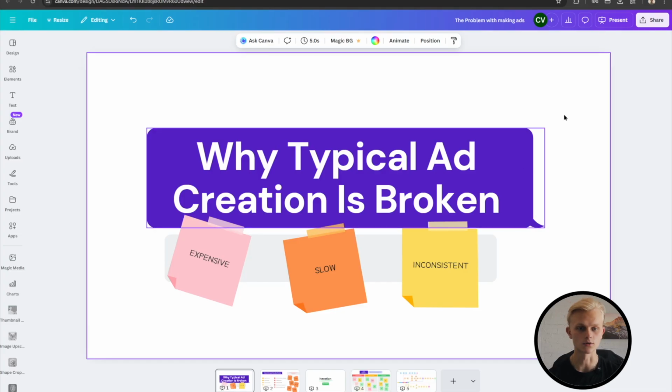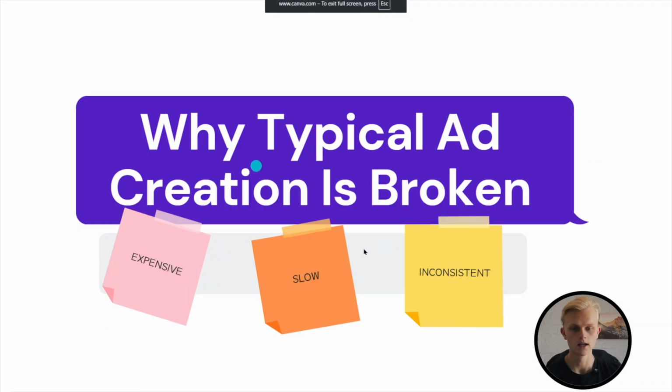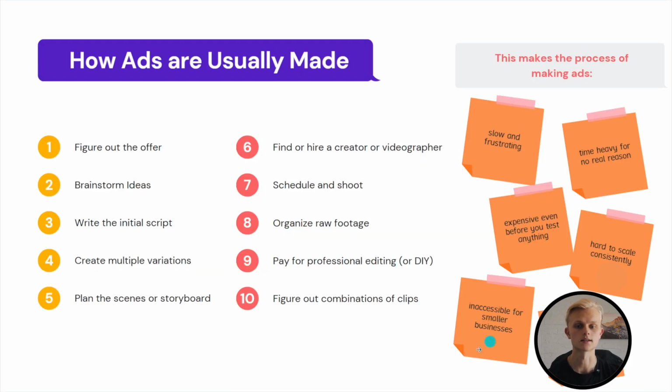So I just want to take us through a quick presentation. It's 5 slides, very quick. It's actually 4 slides, but just having a look at what exactly the problem is that we're trying to solve here with this automation. And the idea is we're having a look at why typical ad creation is broken, because it is expensive, it's slow, and it's inconsistent.